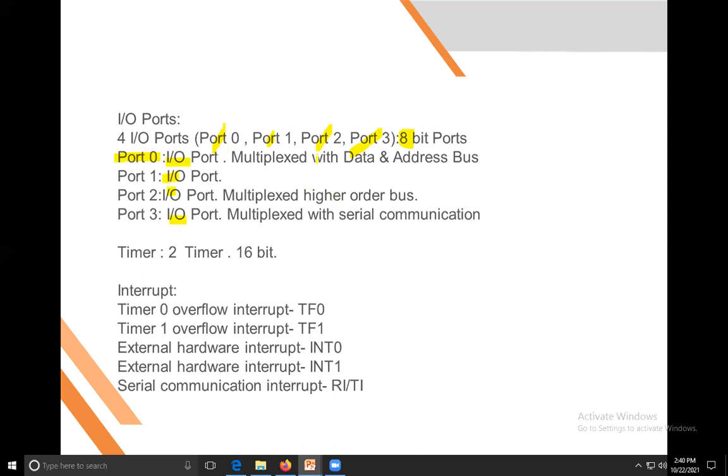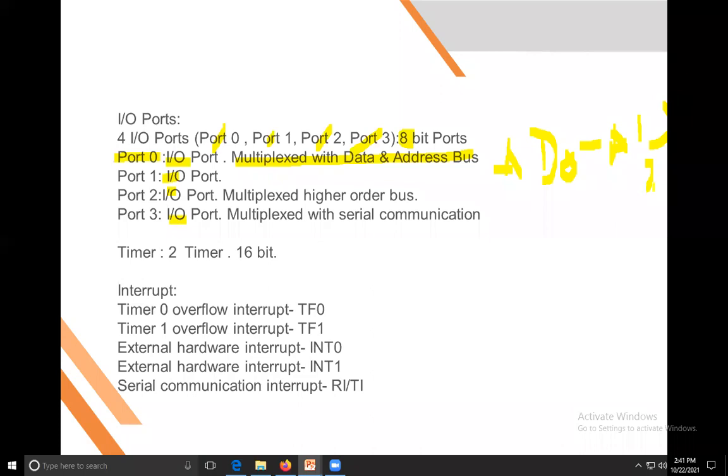In port 0, you have to multiplex data and address. This is what we discussed at the time of the pin diagram: AD0 to AD7. AD0 to AD7 is the pin for port 0, which is multiplexed. What is the meaning of multiplex? It means that the pin works as an input port and also as the address and data bus.